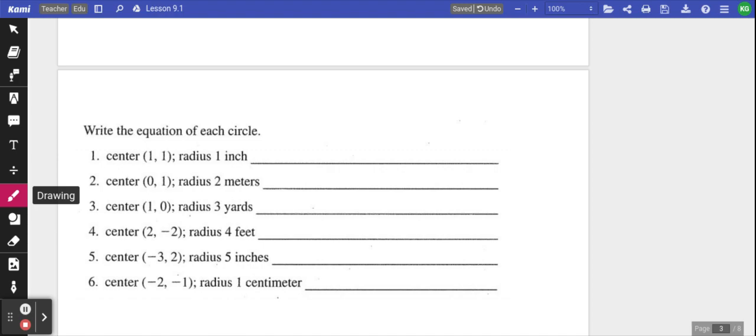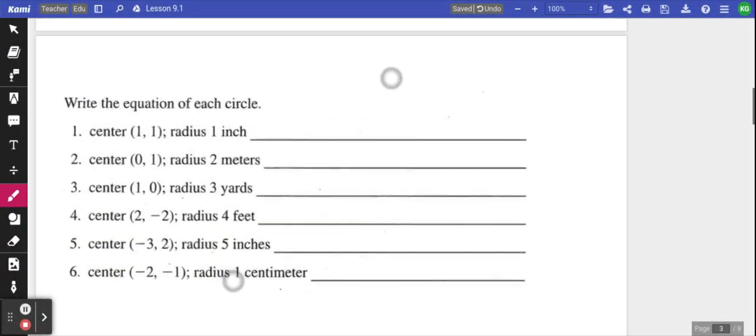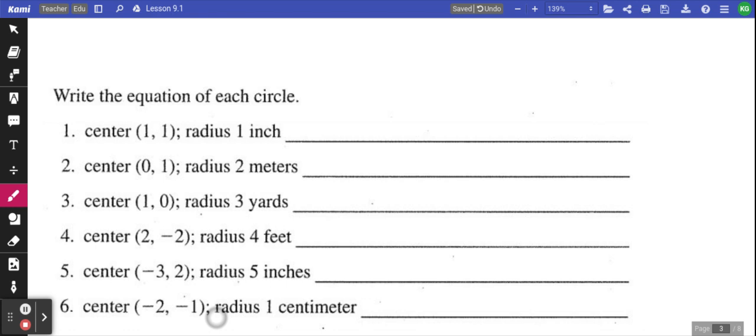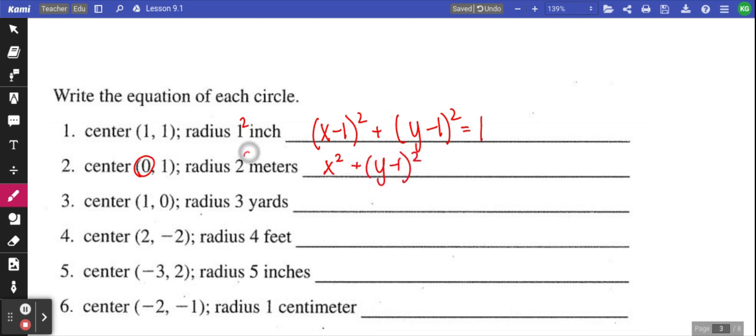On these first few, they give us both the center and the radius, so we're just going to fill these into our equation. The first one is 1, 1. So x minus 1 squared plus y minus 1 squared equals, and then we need to square the radius, and 1 squared is 1. The next one says x minus 0. I'm not going to write the x minus 0 part. I'm just going to put x squared, plus y minus 1 squared equals 2 squared, which is 4.